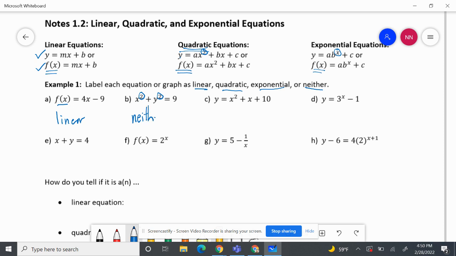We don't have to give the specific definition of what each equation is. It's just linear, quadratic, exponential, or everything else we're just going to say is neither. Letter C, we see the exponent is squared, so we know that it is a quadratic. And then for letter D, notice we're looking at the exponent. We see an exponent of an x, so that tells us that it is exponential.